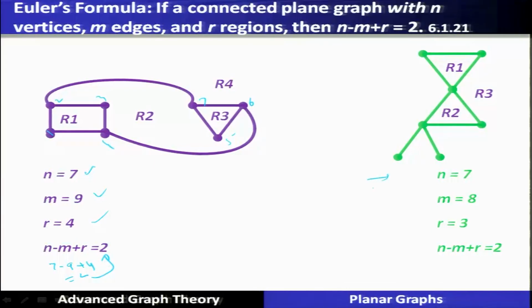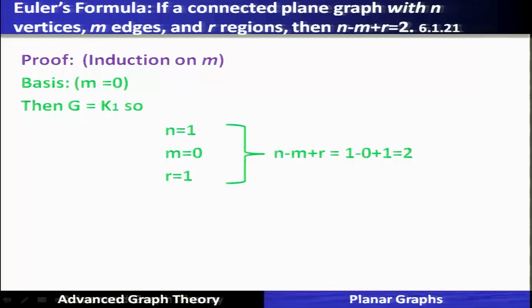Let us take another example graph. Here we have 7 different vertices, 8 different edges, and 3 different regions, shown as R1, R2 and R3. If we plug into this formula, 7 minus 8 plus 3 becomes 2, and hence it is satisfied. So it is not a coincidence; all such connected plane graphs will satisfy this particular formula, which is called Euler's formula.